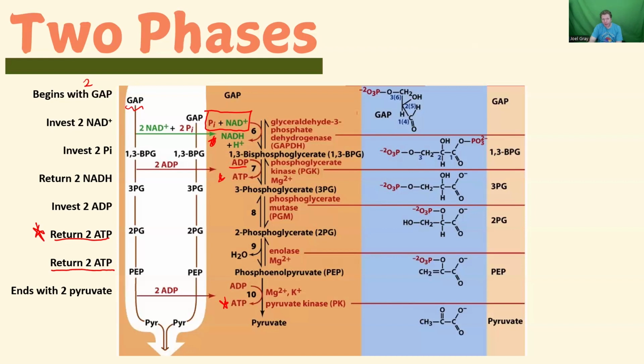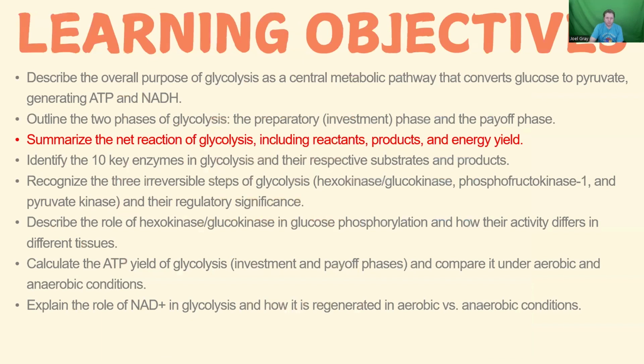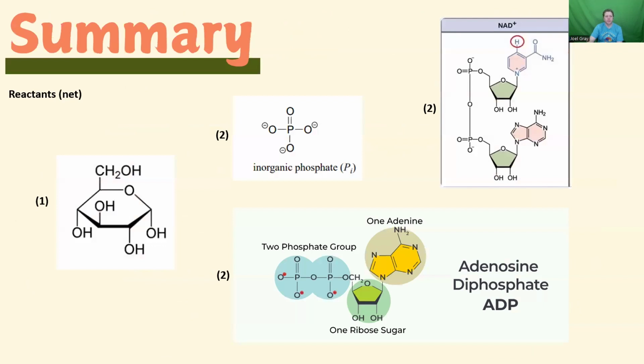Now, what we're going to end this entire pathway with, the return phase of glycolysis, is pyruvate, our 3-carbon molecule with a methyl, carbonyl carbon, and a carboxyl group. That's pyruvate. Now, next up is we need to summarize the net reaction of glycolysis, including the reactants, products, and the energy that's produced.